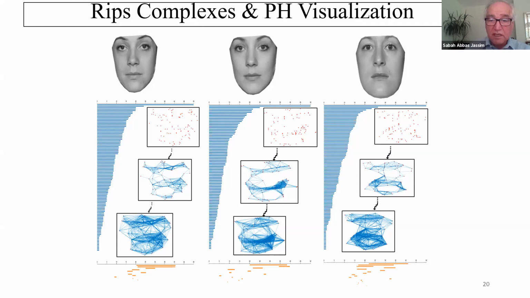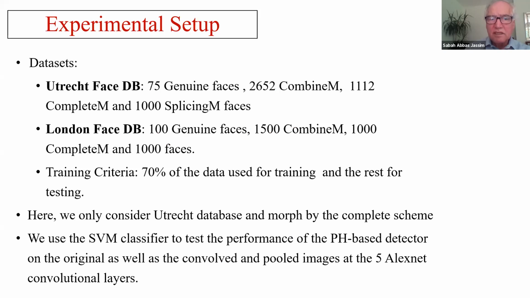You could see that at some stages, these will be different from the others, the genuine from the morphed ones. And we did some experiments on a specific database, which is not necessarily the best database, but it's fine. And one of the techniques known as complete morphing.